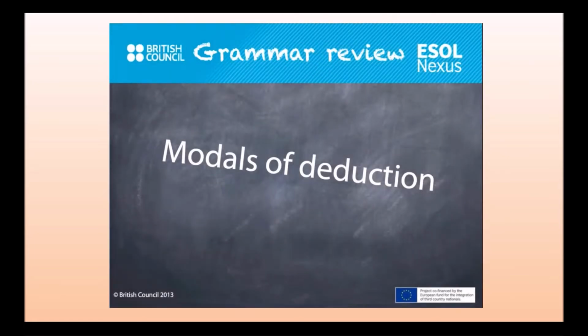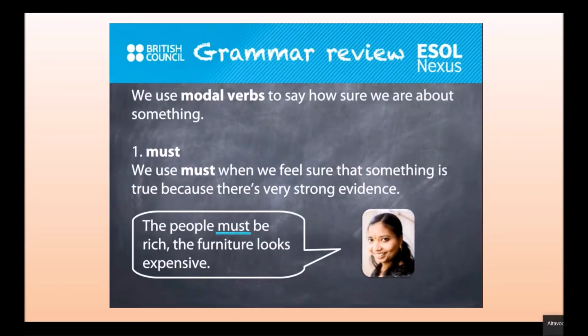Modals of deduction. We use modal verbs to say how sure we are about something. 1. Must. We use must when we feel sure that something is true, because there's very strong evidence.